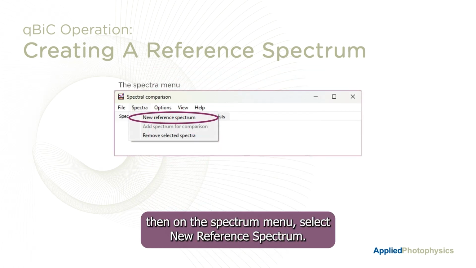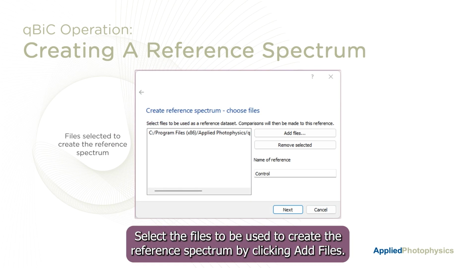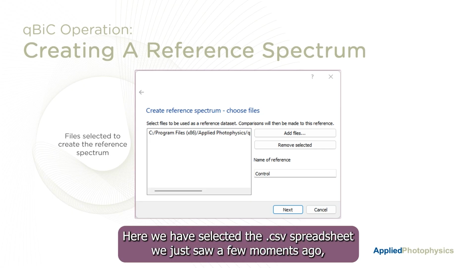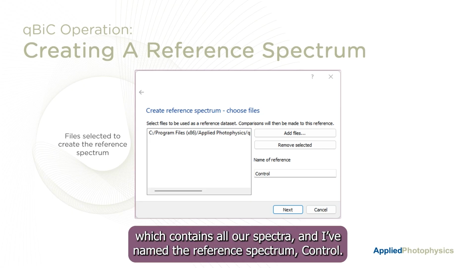And on the Spectrum menu, select New Reference Spectrum. Select the files to be used to create the reference spectrum by clicking Add Files, name the reference spectrum, and click Next. Here we have selected the .csv spreadsheet we just saw a few moments ago, which contains all our spectra, and have named the reference spectrum Control.